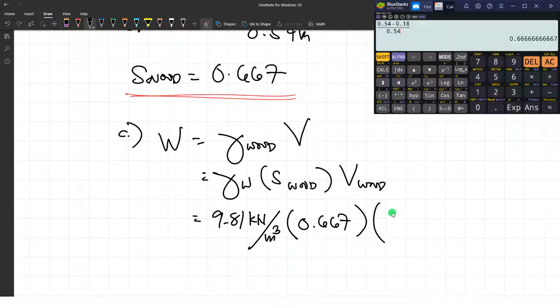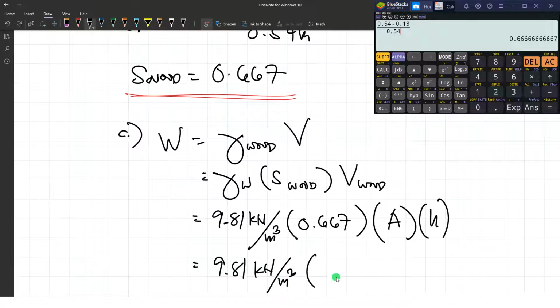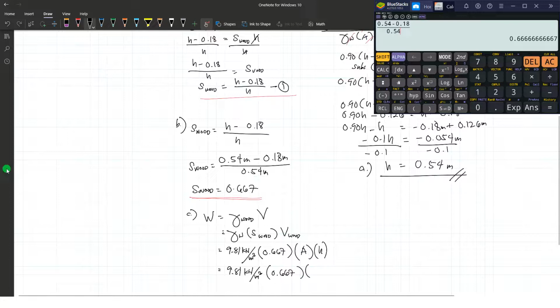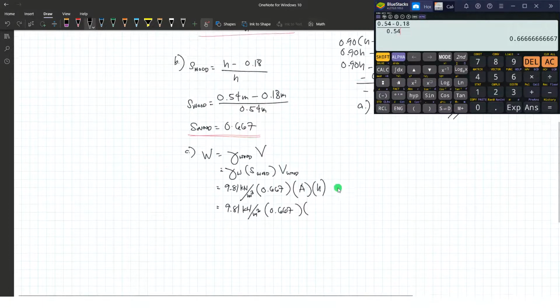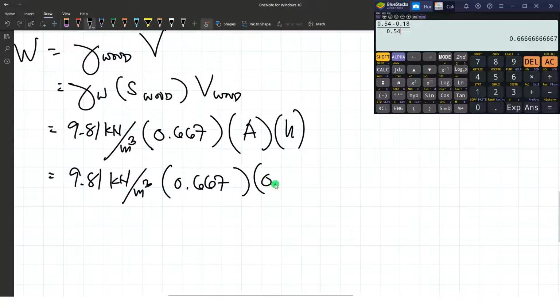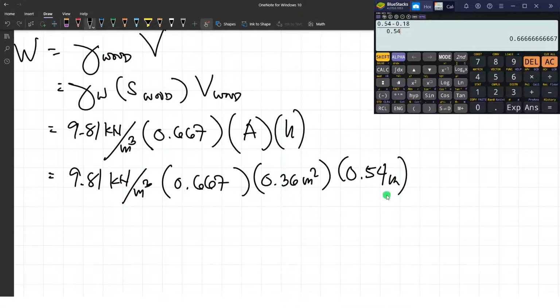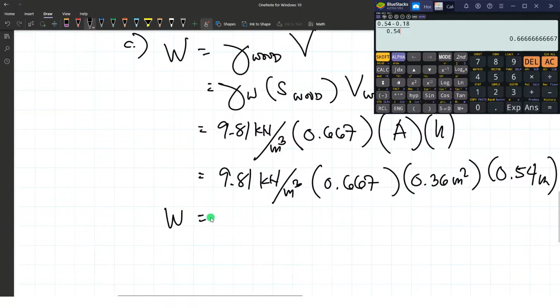wood. So the volume, we have a cross-sectional area multiplied by H. So 9.81 kilonewtons per cubic meter by 0.667. Cross-sectional area is 0.36 square meter. So 0.36 square meter multiplied by H. Total H is 0.54 meters. Okay, now solve this.